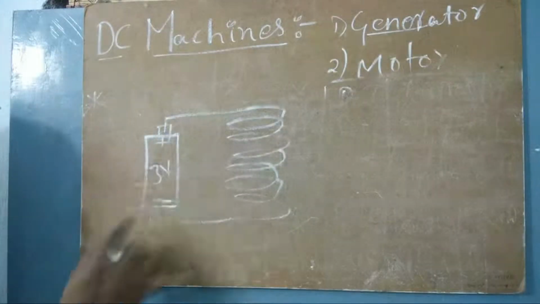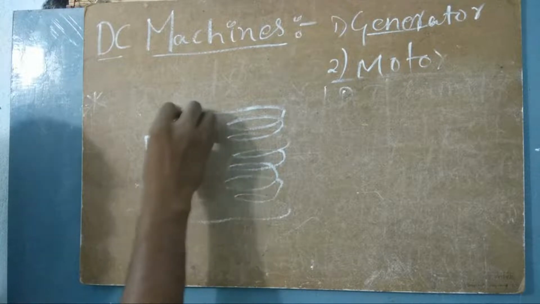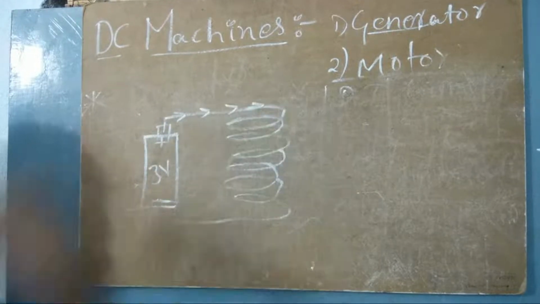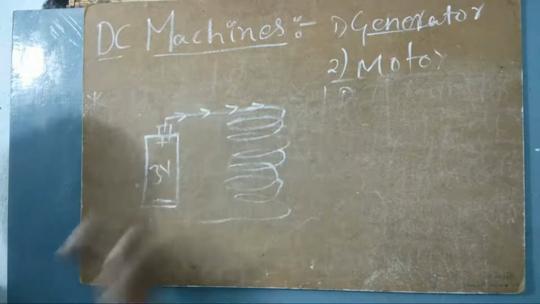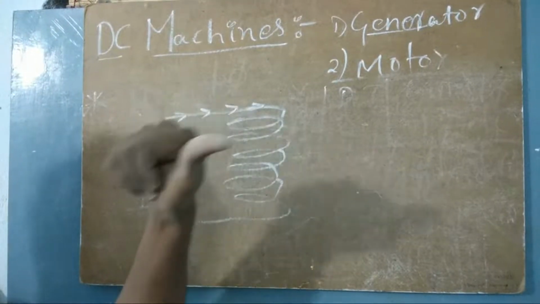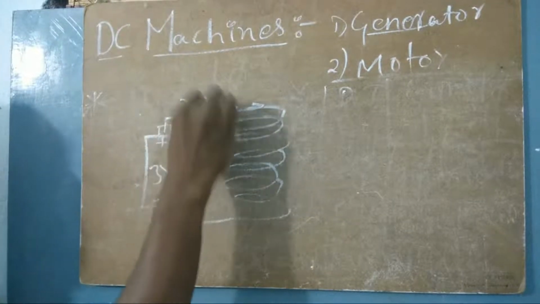The current starts flowing from the positive side to the negative side. Let us take it as an example. So the current starts flowing. Because the current is flowing in the wire, according to the direction, the magnetic field direction will also be there. So when the current is flowing, there will be a magnetic field, right?